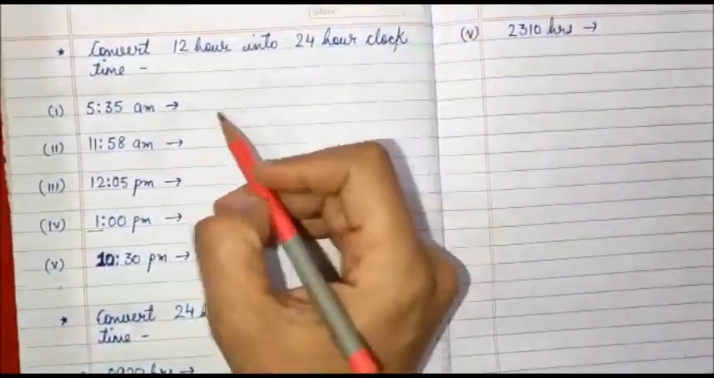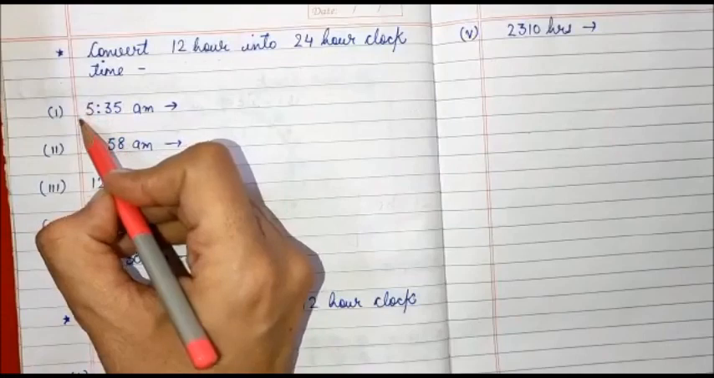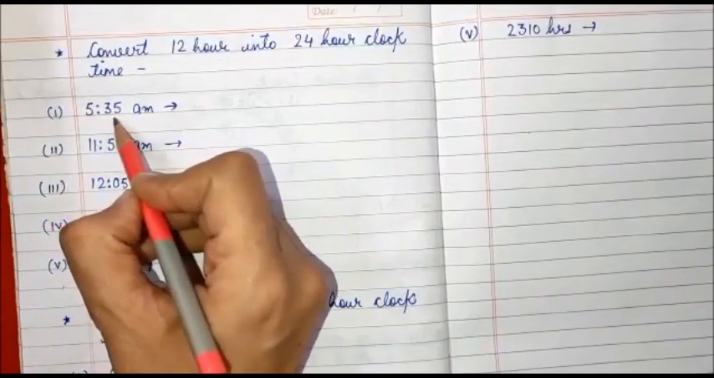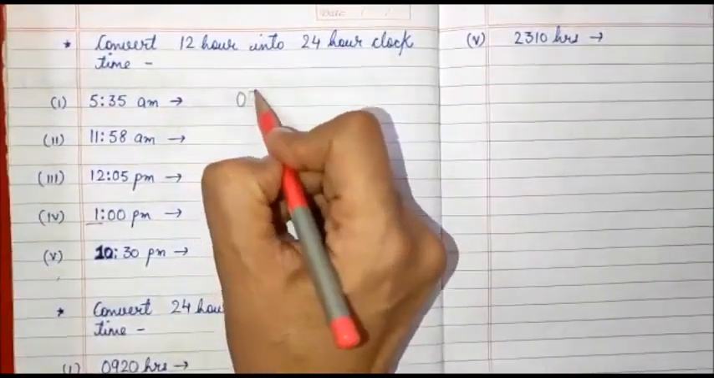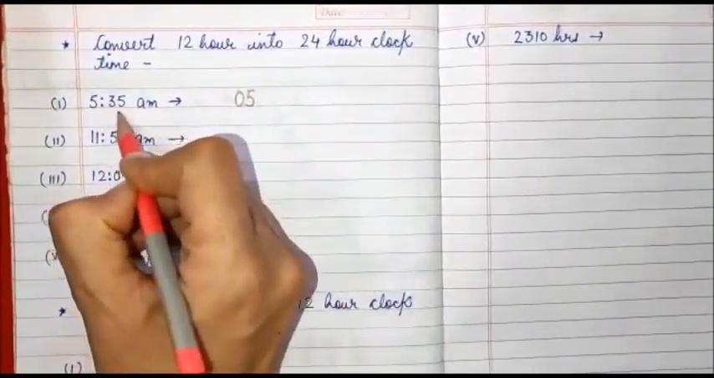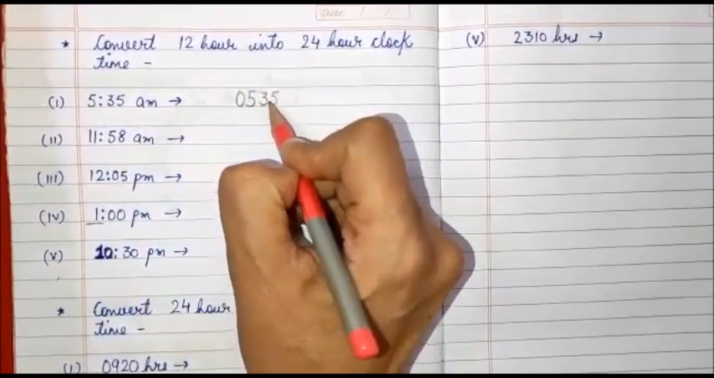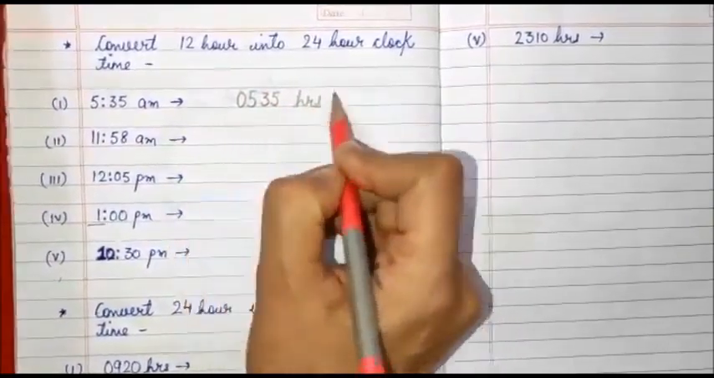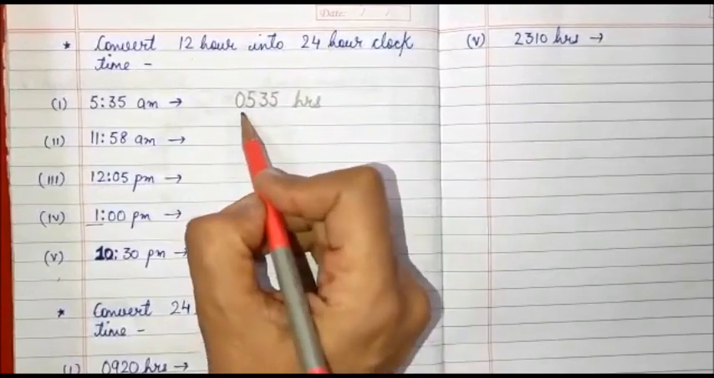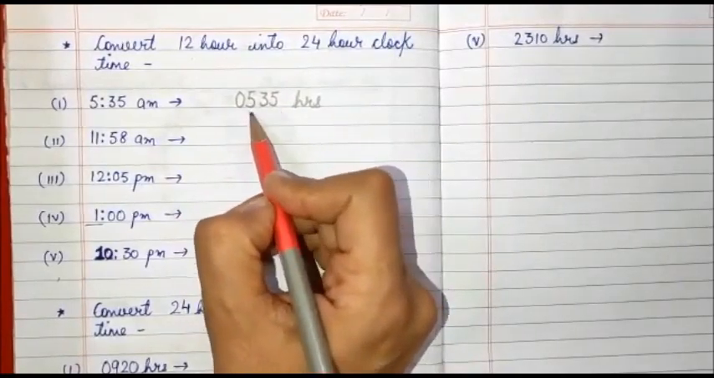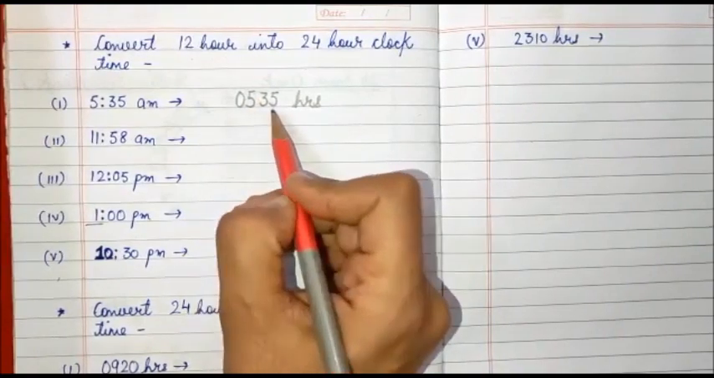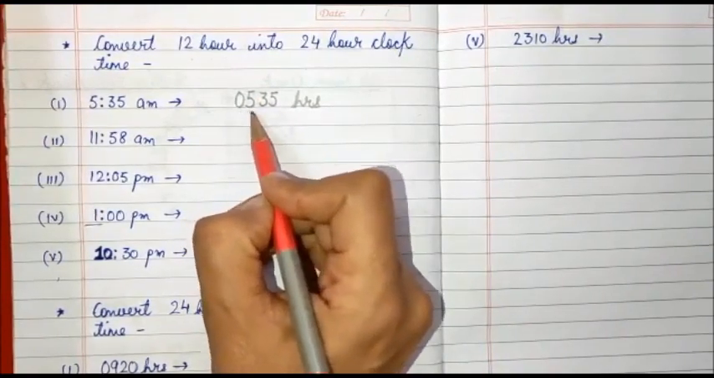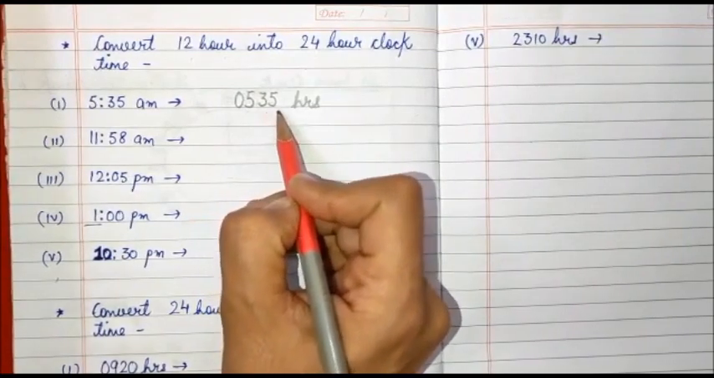So this will be written like this. The first digit shows us the hours and the next 2 digits after the dot show us the minutes. So it will be written as 05, and no change for the minutes, 35 hours. In the 24-hour clock, we represent the time in 4 digits, and there are no dots between them to separate the hours and minutes. The first 2 digits show us the hours and the last 2 digits show us the minutes.